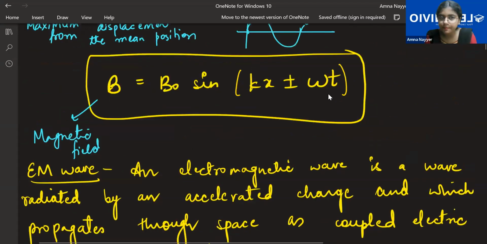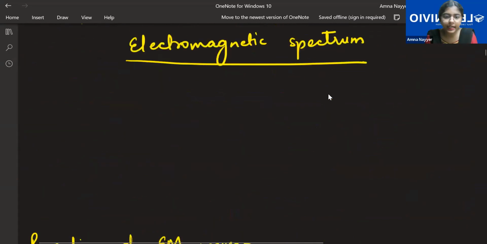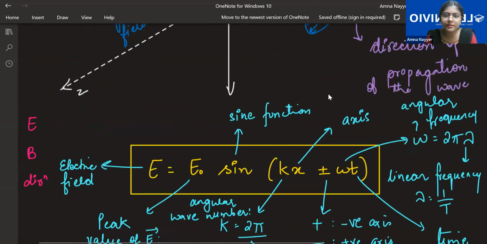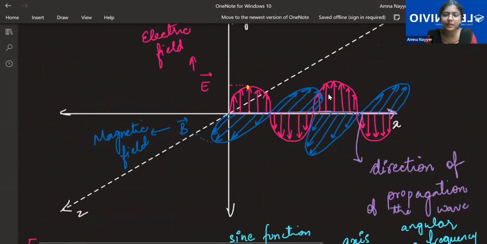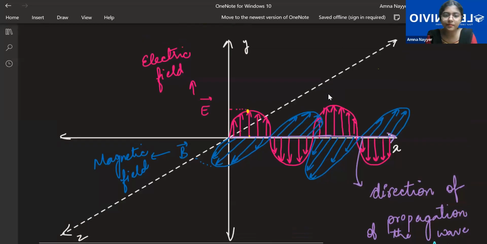Yes, ma'am. For the spectrum, we'll do the properties. This was already written, na? Yes, ma'am. Please continue it from here. Okay.